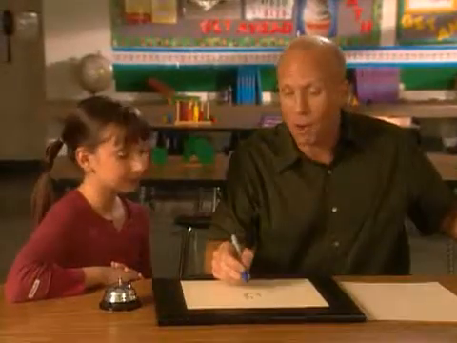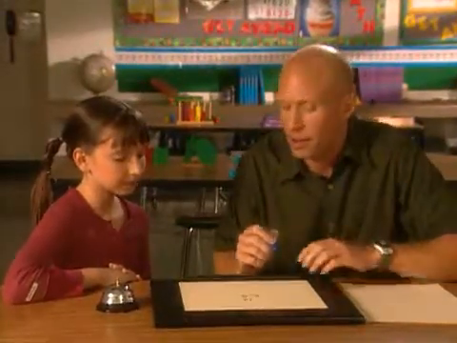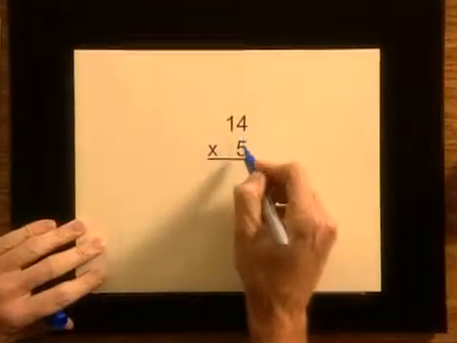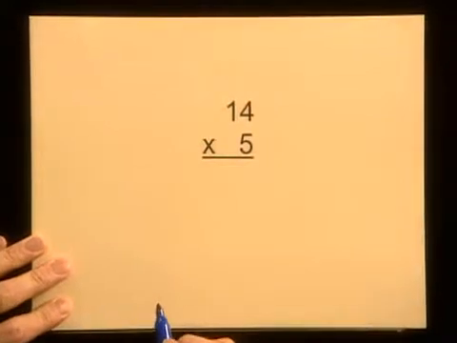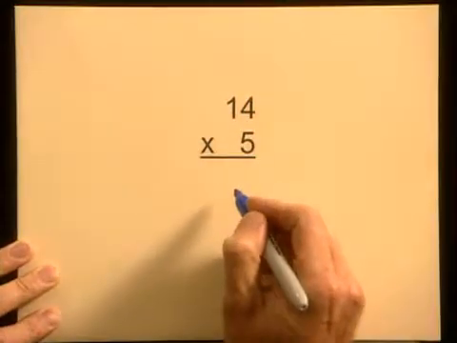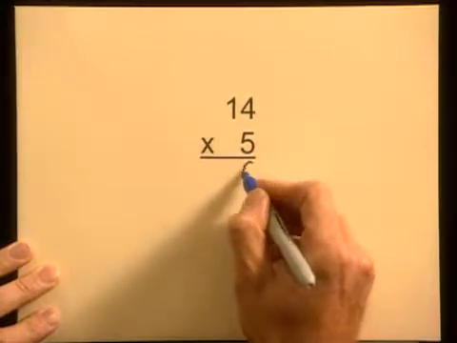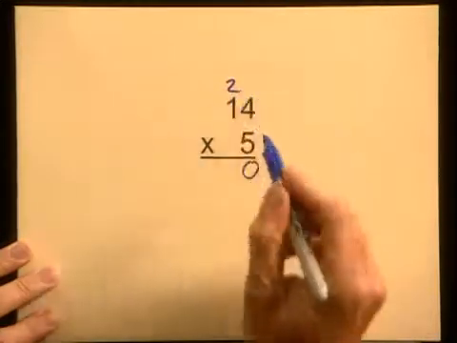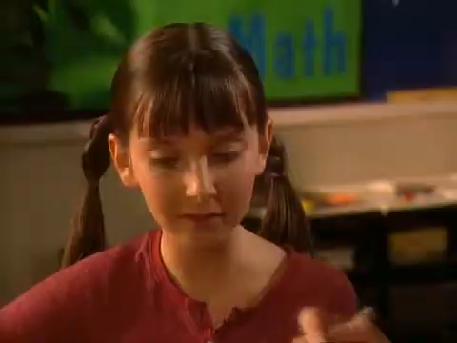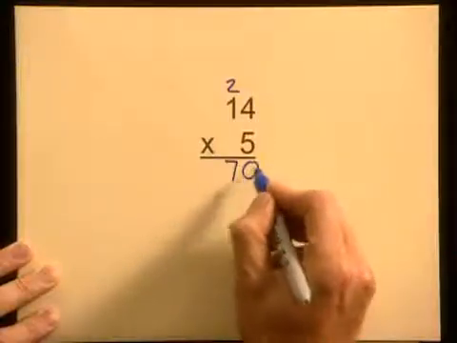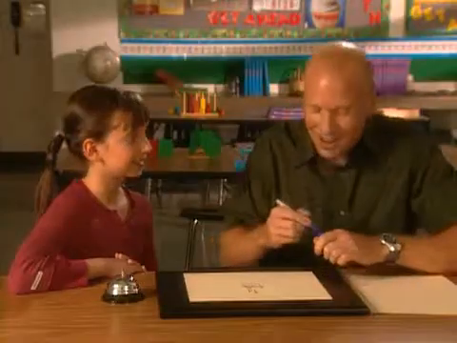Let's try another one. A multi-digit number times a single digit. Remember, we have to line up our ones, make sure our places are in the correct place value, right? Mm-hmm. Now we can multiply. 5 times 4 is what, Grace? 20. 20, excellent. So I'm going to write 0 in the ones place and carry my 2. 5 times 1 is? 5. 5, excellent. Plus 2 is? 7. 7. What's my product, Grace? 70. 70, way to go.